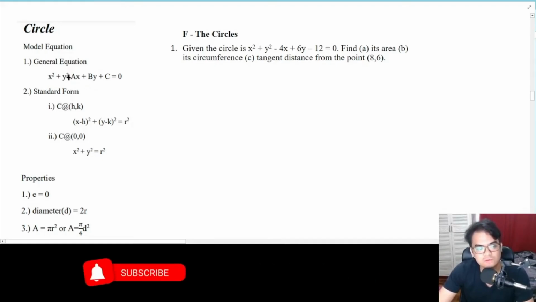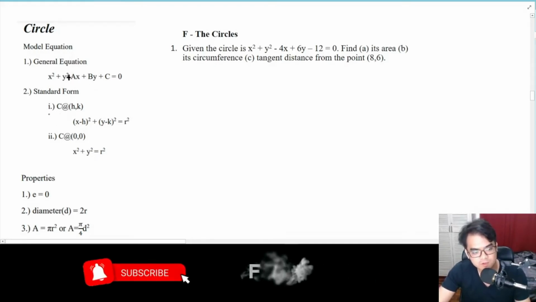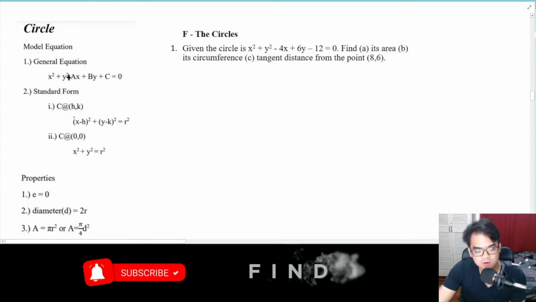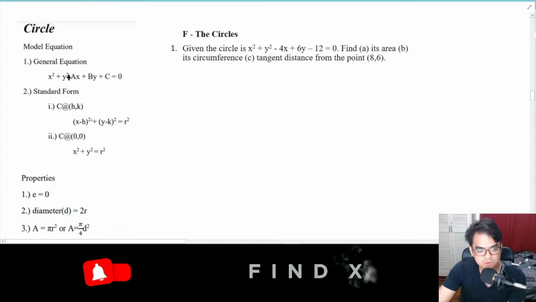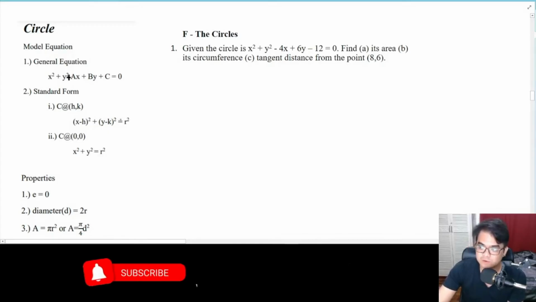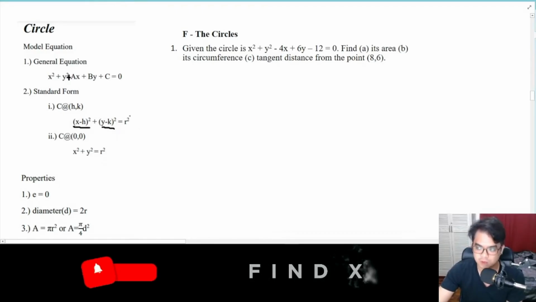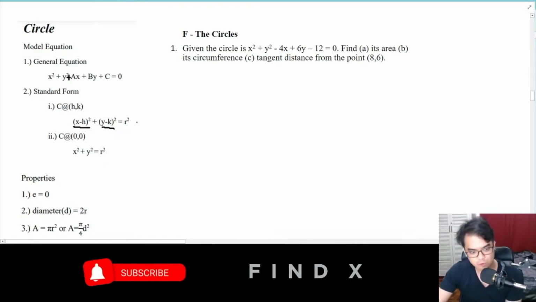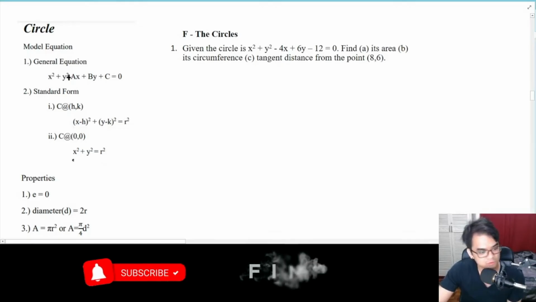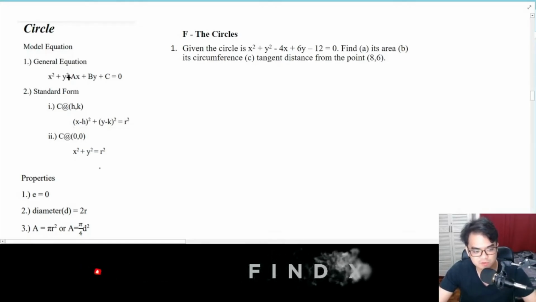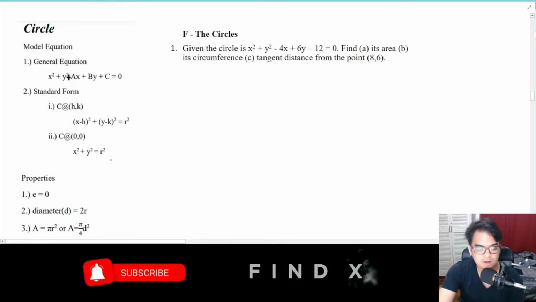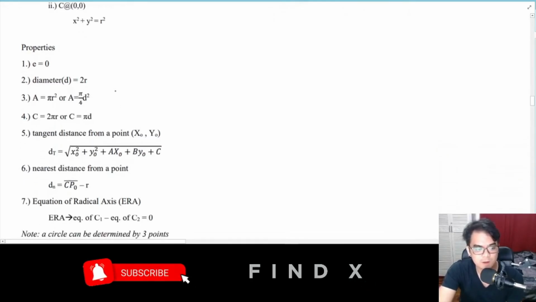Okay. So for the standard form, you'll have your center at (h, k). As you can see now, x and y will be squared at the same time. So we have (x minus h) squared plus (y minus k) squared equal to r squared, where r will be your radius. So if the center is at (0, 0), the equation is really simple: x squared plus y squared equal to r squared. So we have some properties here.